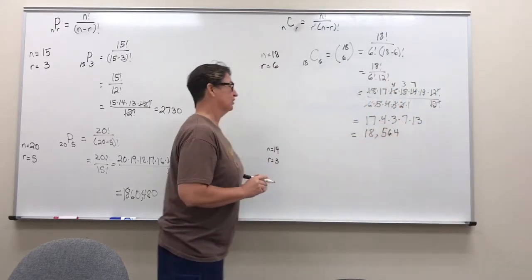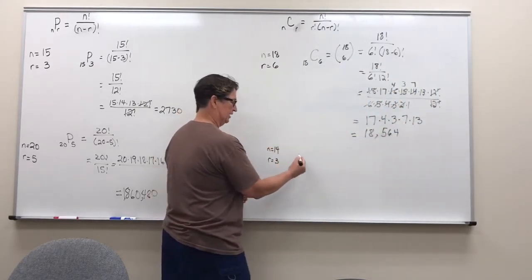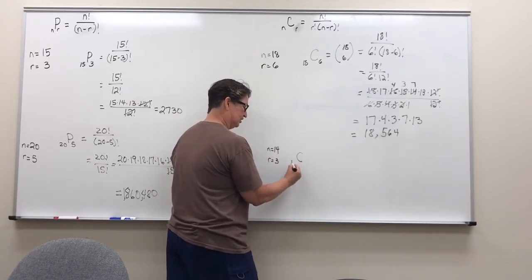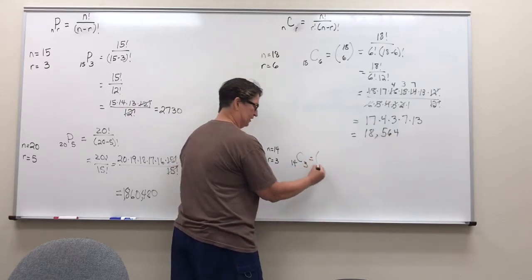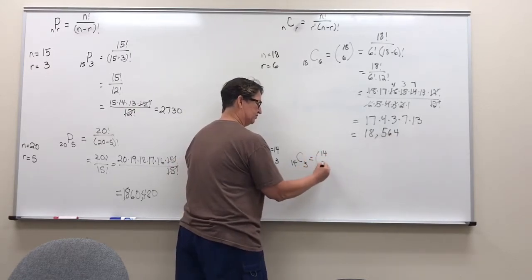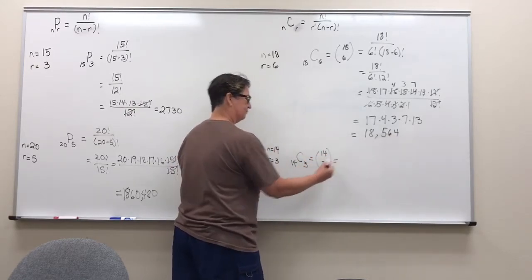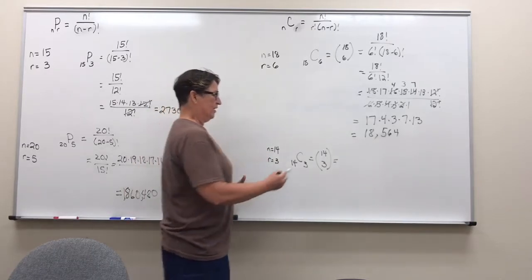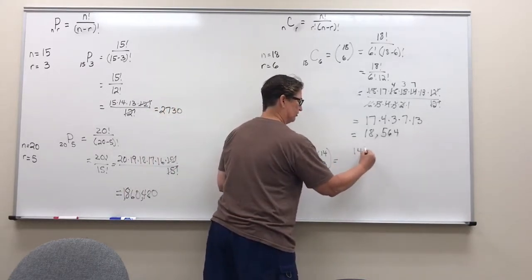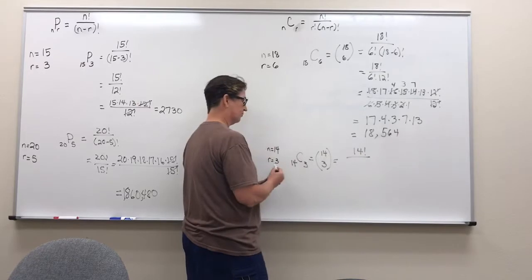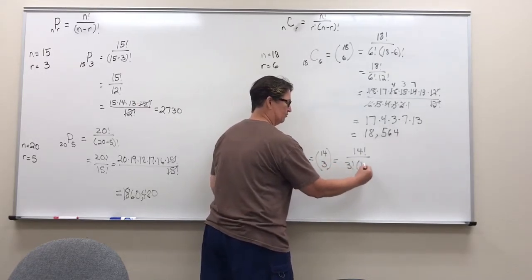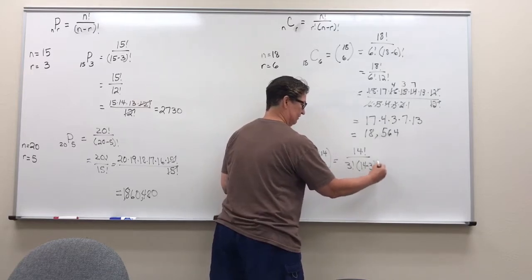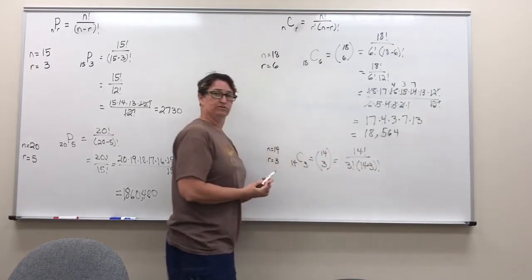One last problem, one last example. Again, I've got my combination is 14 choose 3. And again, my 14 factorial goes on top. The 3 factorial is on bottom, and 14 minus 3 factorial is also on bottom.